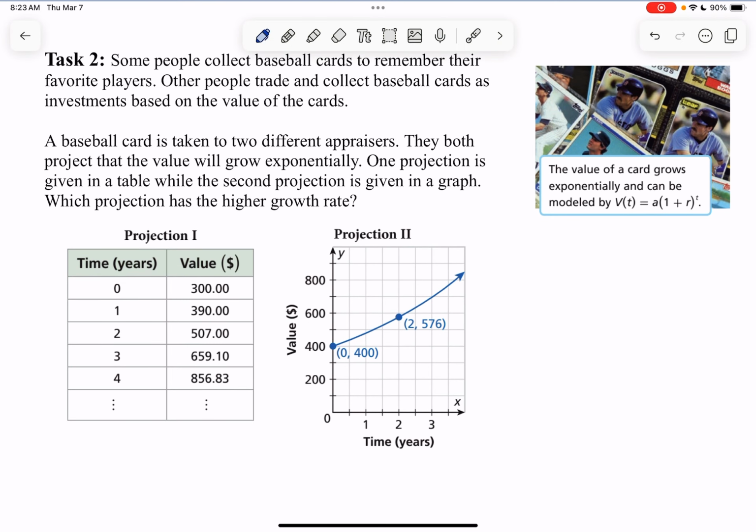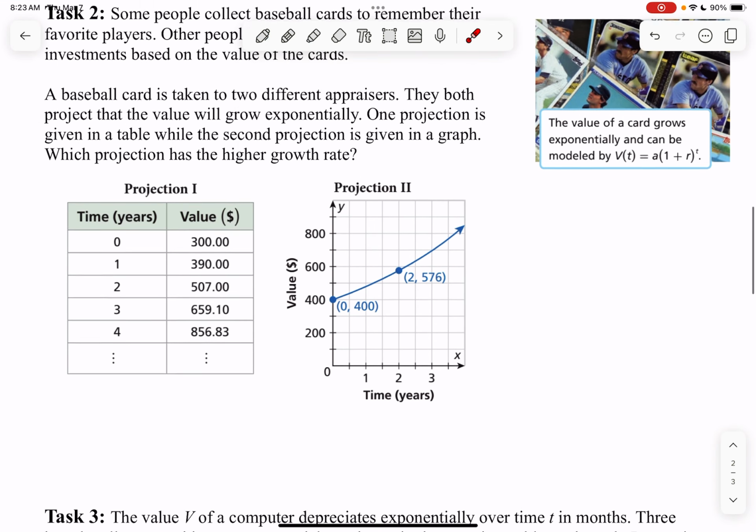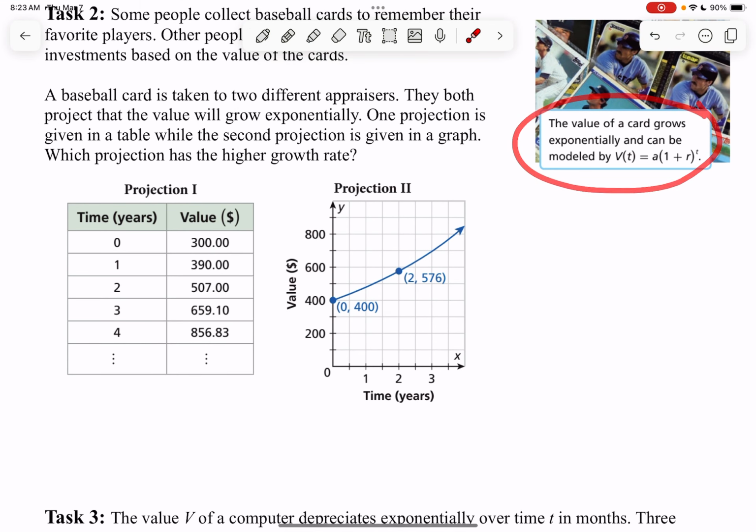So now we're going to be looking at baseball cards. Some people collect baseball cards just because they like baseball and remember their favorite players. Other people trade and collect them as an investment based on the value of the cards to make money, like certain unique cards or very rare cards. So the value of a card grows exponentially. And it can be modeled by our standard A times 1 plus r to the t. So that's just our standard growth model.